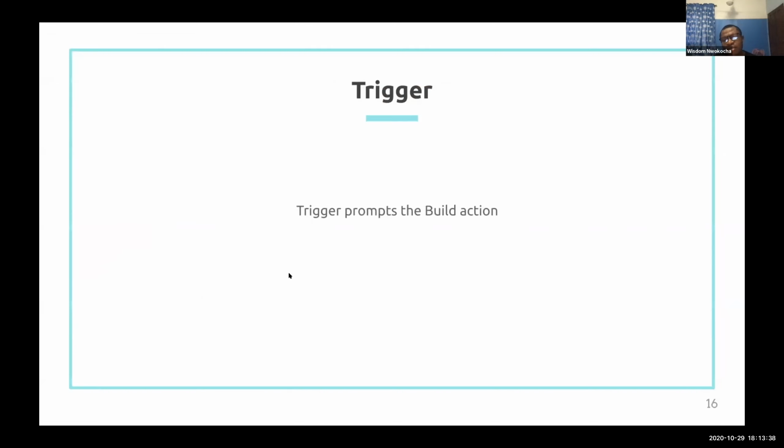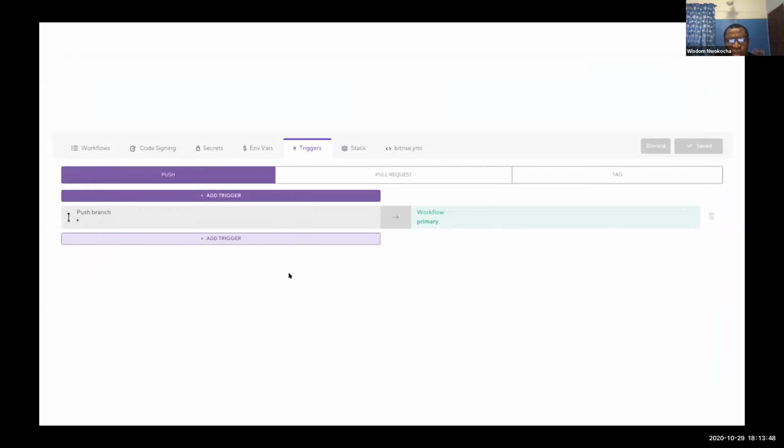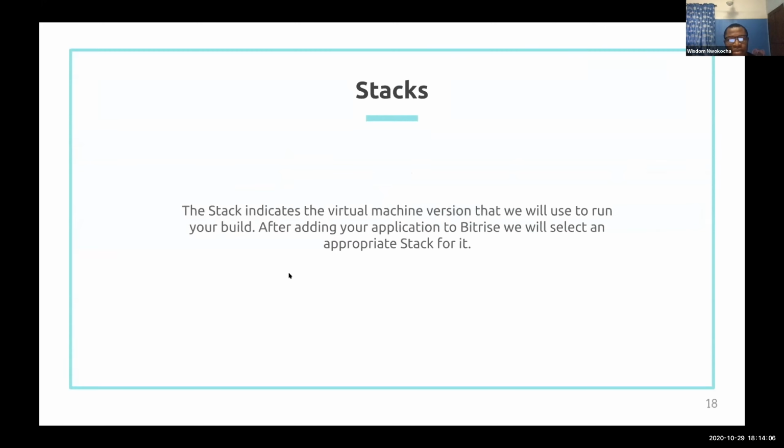Which is trigger. What is a trigger? A trigger prompts the build action. Something has to push the build before it will definitely work. With a trigger, you can actually set it that whenever I see a push, let it build; whenever I see a pull request, let it build; or whenever I see a tag. That is the work of a trigger. You can add as many triggers as you want on the Bitrise platform.